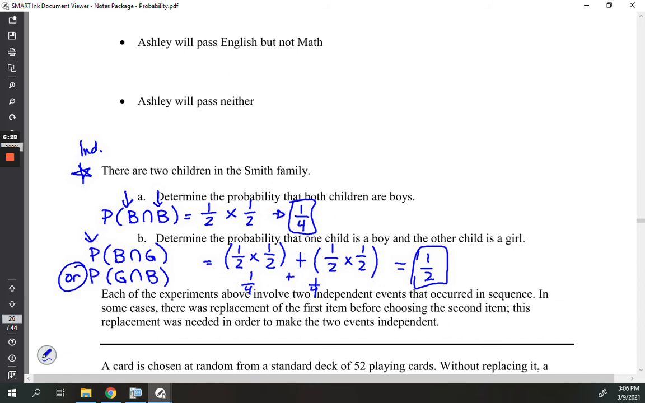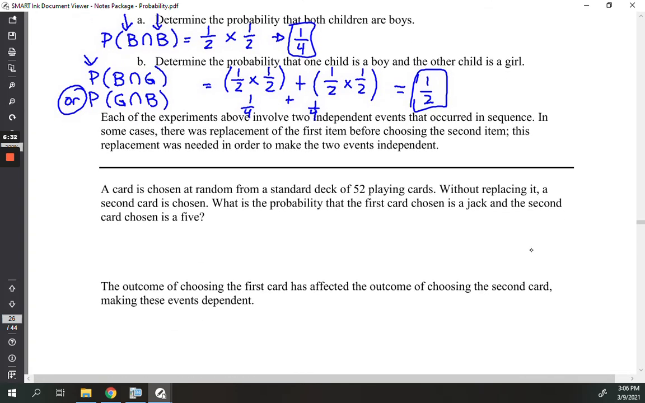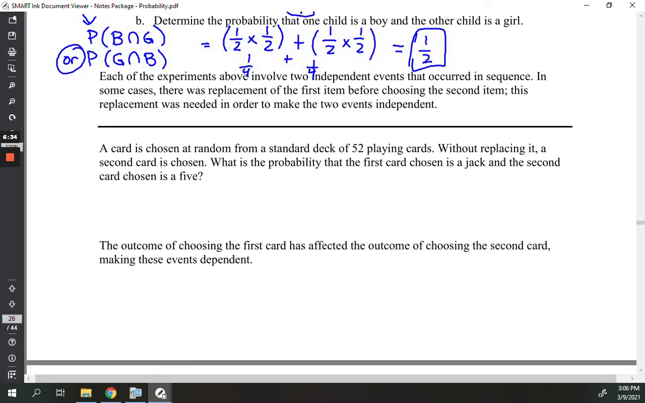Let's look at an example of dependent events. A card is chosen at random from a standard deck of 52 cards. Without replacing it, a second card is chosen. What's the probability that the first card is a jack and the second card chosen is a 5? So we started out the same way. Probability of a jack is 4 out of 52.